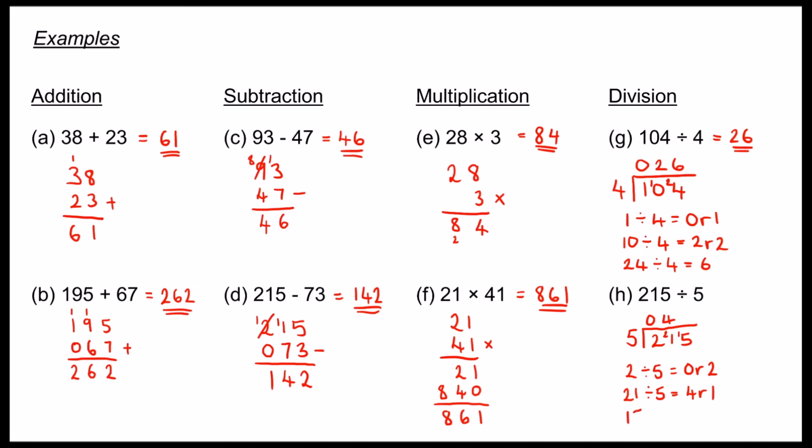My last number is now 15, so I do 15 divided by 5, which is 3. Therefore my final answer, as you can see on the top, is 43.